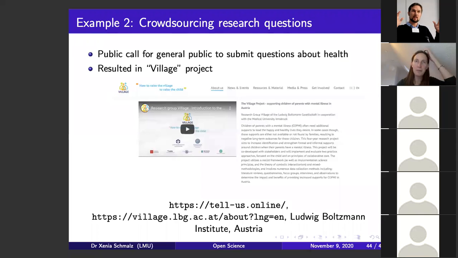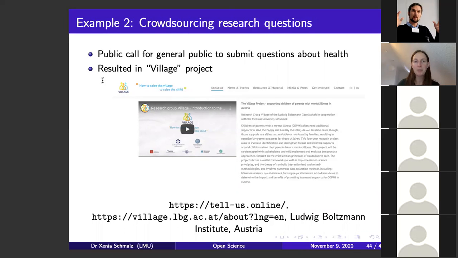So people were recruited. There was a lot of advertisement for this project. And they wrote their ideas. Okay, this is a health-related question where I really don't know what to do. There really doesn't seem to be a lot of research. Of course, experts were asked as well. But mainly it was really about finding out in the general public where is there need for more research.